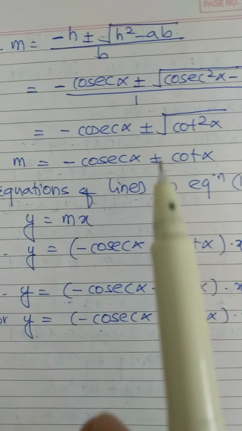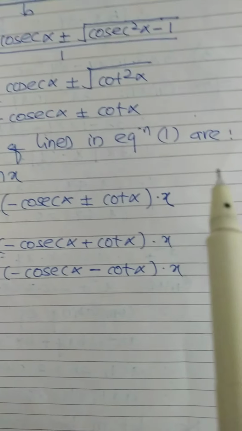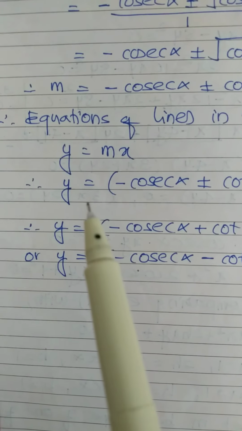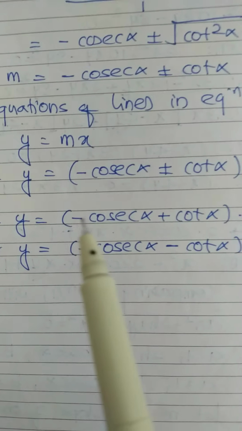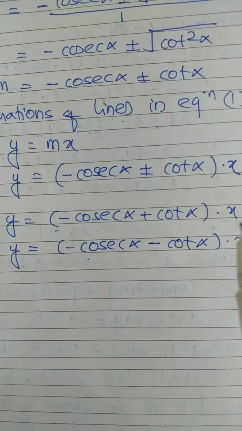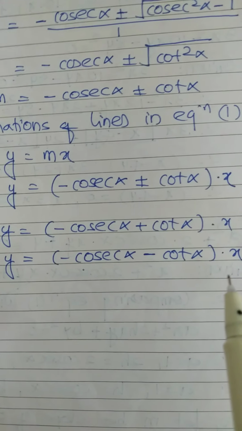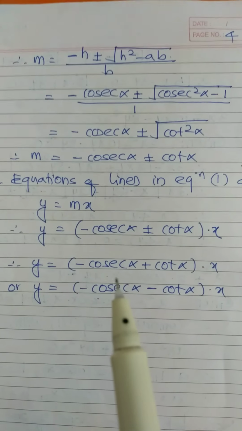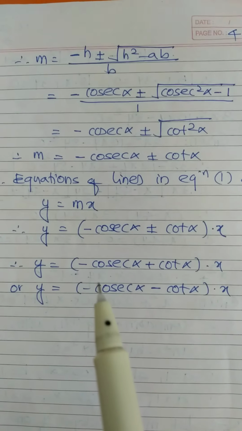Now put the values of m. The equations of the lines are basically y equals mx. So y equals (minus cosec alpha plus or minus cot alpha) into x. Separating the values, the first line is y equals (minus cosec alpha plus cot alpha) into x, and the second is y equals (minus cosec alpha minus cot alpha) into x. These are the types of equations we have to solve. Some calculations and problems still remain, so we will continue in the next section. Thank you.